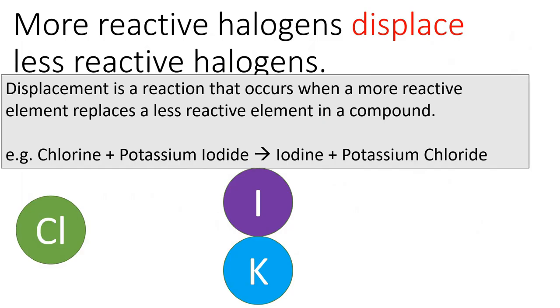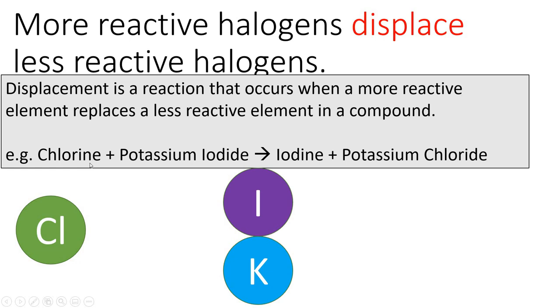Okay, so a bit more of a tricky idea now. More reactive halogens are able to displace less reactive halogens. Now I'd like you to write this definition in your books. Displacement is a reaction that occurs when a more reactive element replaces a less reactive element in a compound.